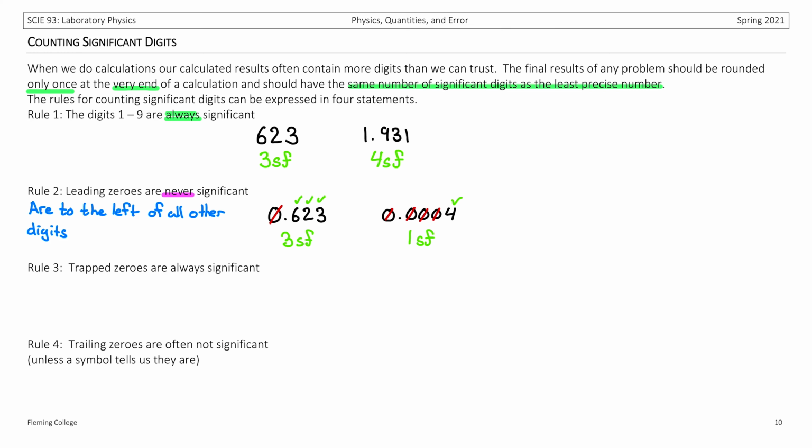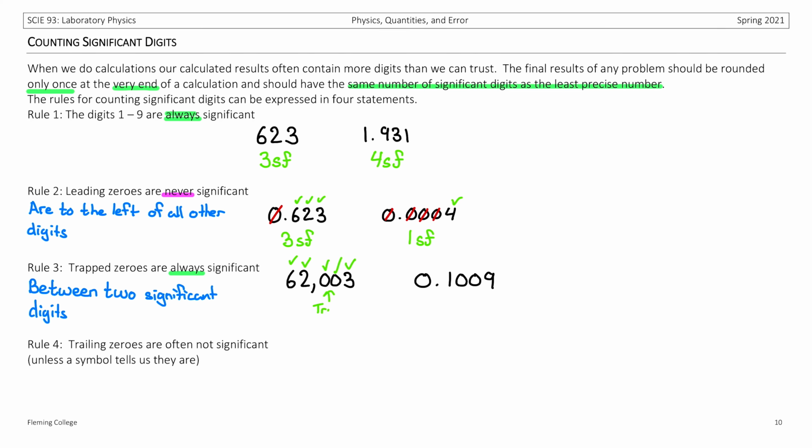Rule number 3, trapped zeros are always significant. Trapped zeros are zeros that are contained between 2 digits that are already significant. If we look at the example 62,003, the 6, the 2, and the 3 are all significant, and the 2 zeros are trapped between significant digits. So all 5 of the digits here are significant.